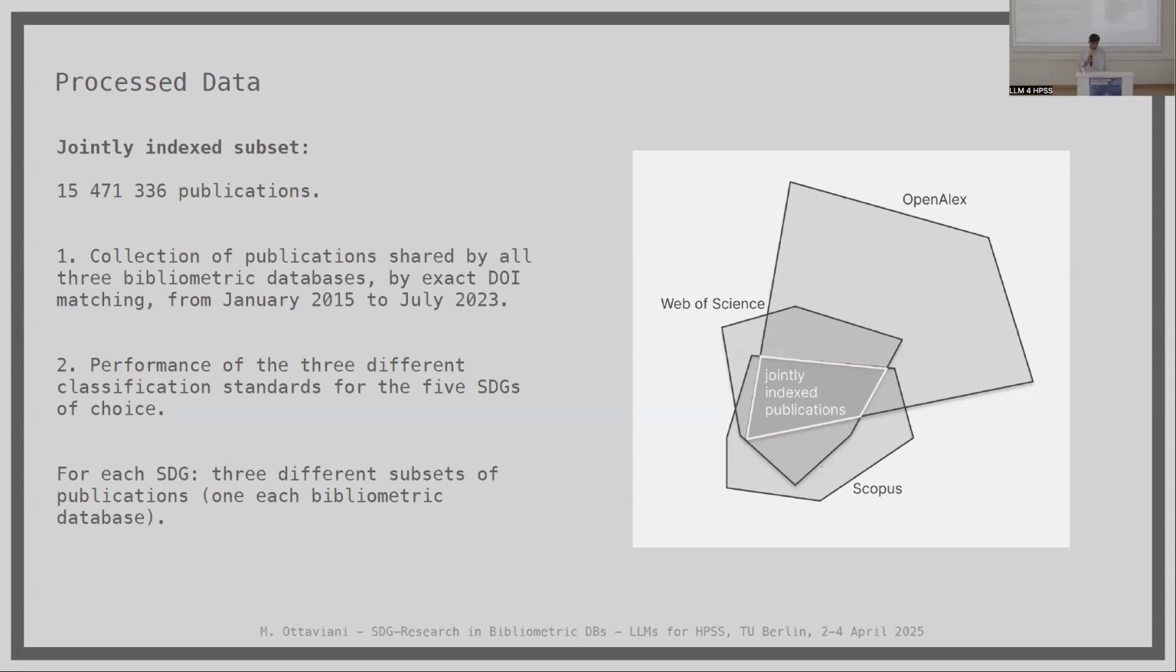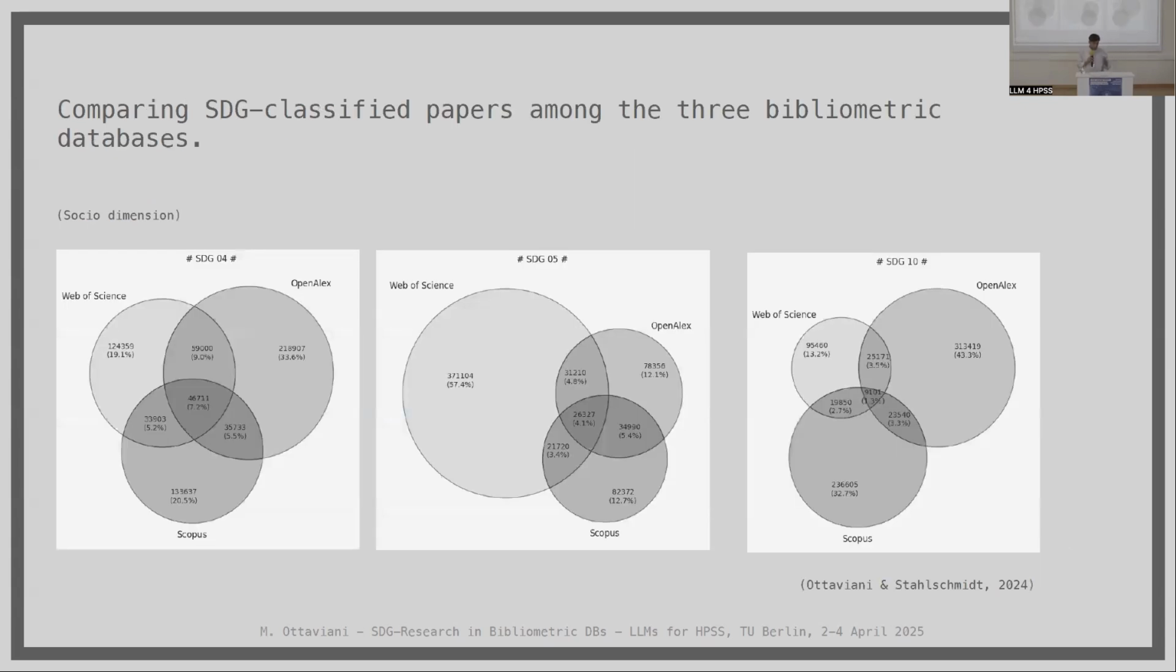But this is the first result that we got, and it is totally in line with the main results from Armitage 2020 that we were coming from, so that in that case the labeling of SDG had a very small overlap, and you can see this also in the publications.